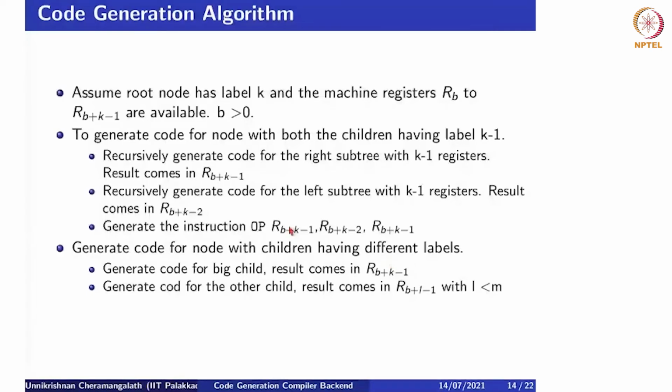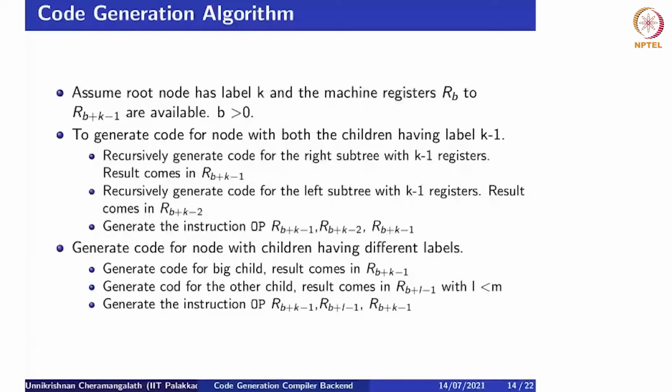As you can see, here we are not going for the right subtree first. First you generate code for the big child, the child that has the biggest label, and the result will come in R(B plus k minus 1). Then generate code for the other child. The result will come in R(B plus L minus 1) with L less than M. Then generate the instruction with R(B plus k minus 1), R(B plus L minus 1), R(B plus k minus 1).